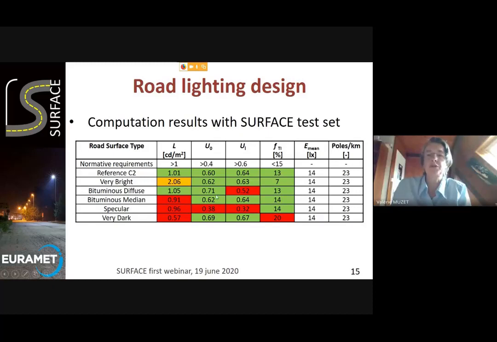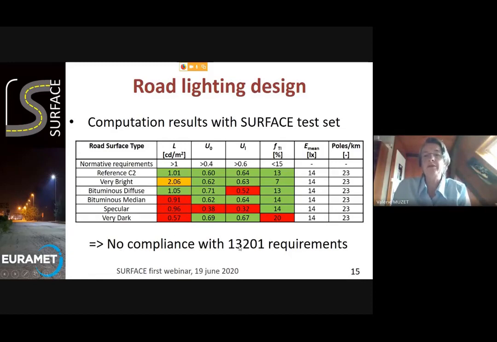We have problems of uniformities, sometimes glare problems, and also luminance problems. So we don't comply with the standard. If we make a design with a reference pavement and in reality there is another pavement, and this occurs every day because everyone takes a reference pavement and in reality there is another pavement, so I think it's probably very rare that the requirement is complied.